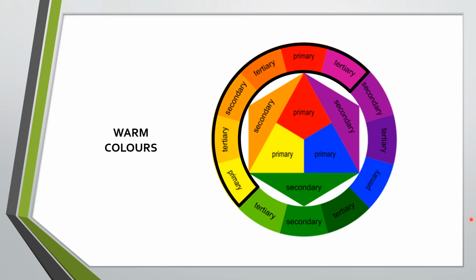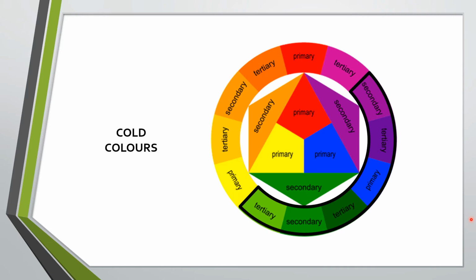And as we swap to the next set, if we've guessed, we've got warm colours. On the opposite side, we have our cold colours. So these are our purples and our blues, kind of gives us the feeling of coldness. So we have hot colours and we have cold colours.